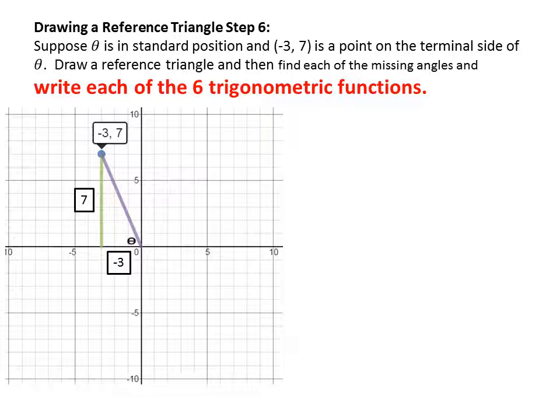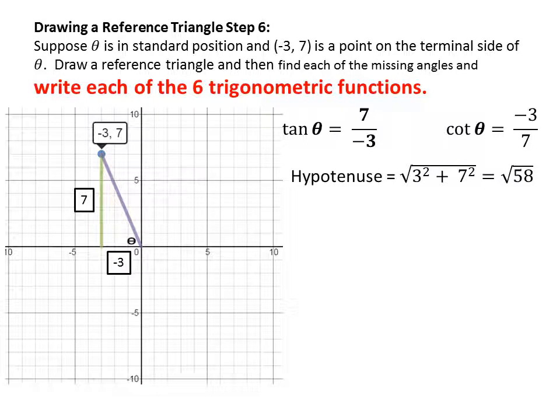Then we're going to write each of our 6 trigonometric functions. We've already found tangent, and we mentioned that tangent was negative. Now if we find cotangent, we know that it's the reciprocal, as we talked about in class, of our tangent. So to find cotangent, I'm just going to take the reciprocal of tangent, and that's how I get negative 3 over 7. To find sine and cosine, though, I need my hypotenuse. So I'm going to take 3 squared plus 7 squared equals the square root of 58. And I know what you're saying, Miss D, that 3 is negative, but it doesn't really matter if the 3 is negative or positive because we're going to square it.